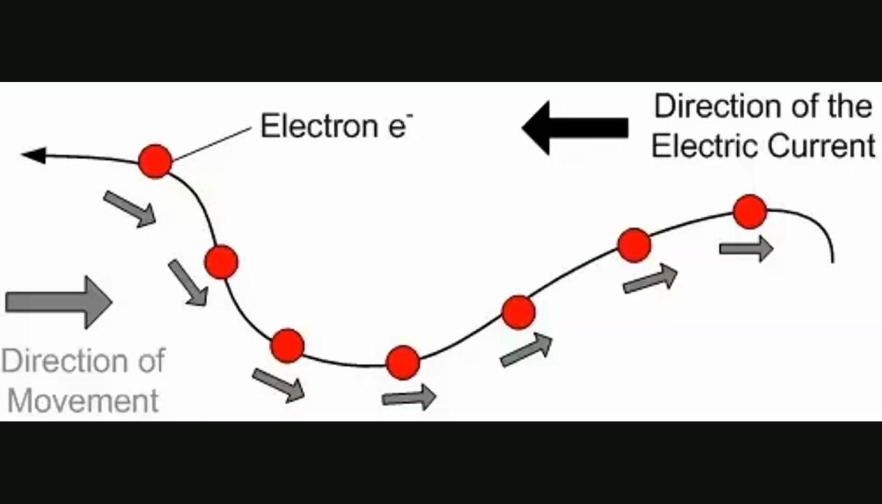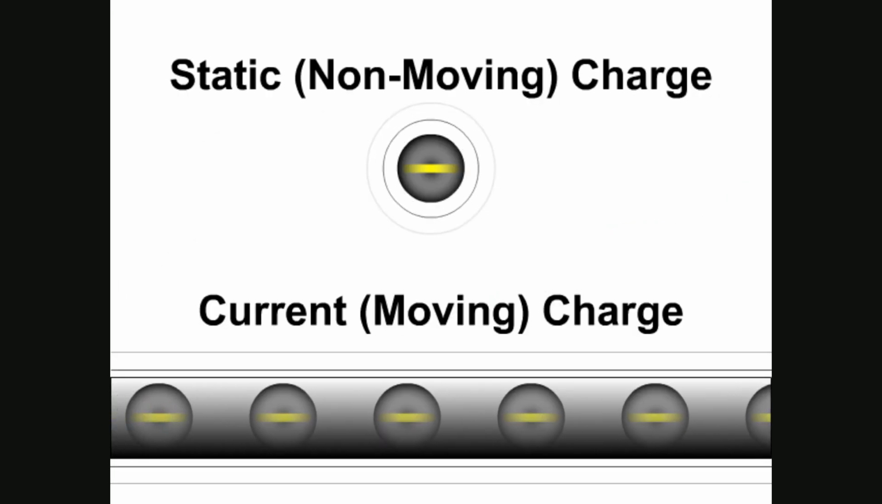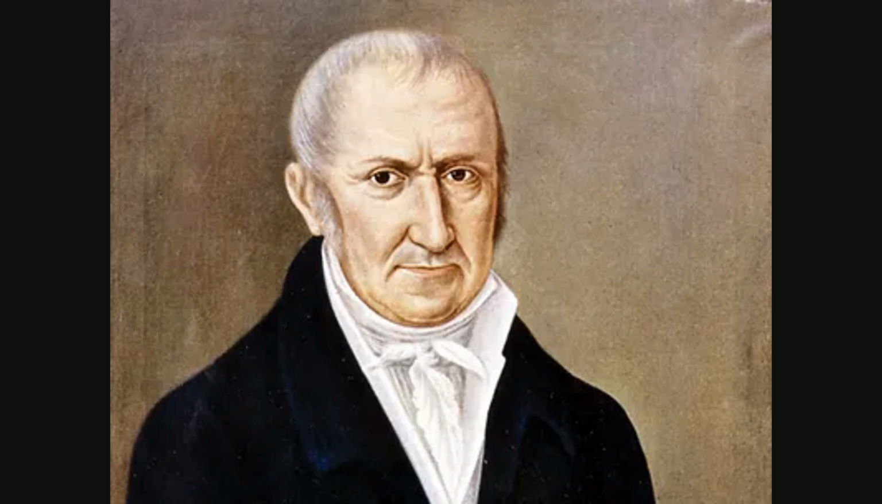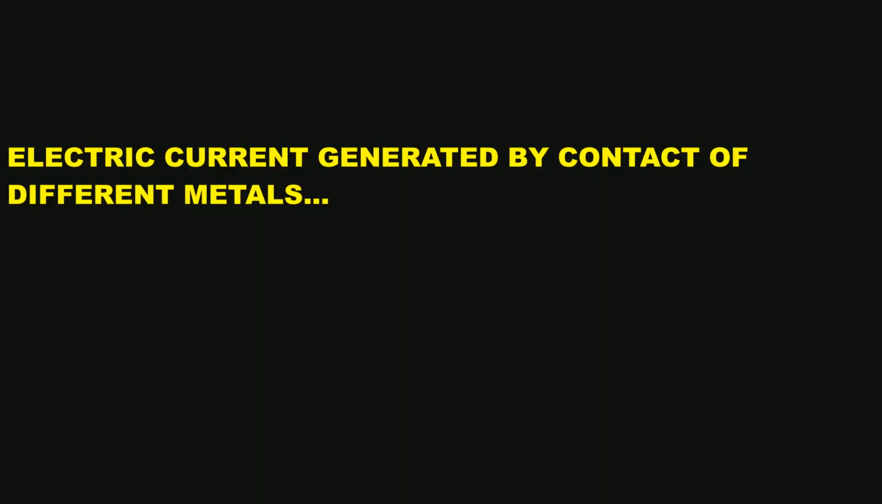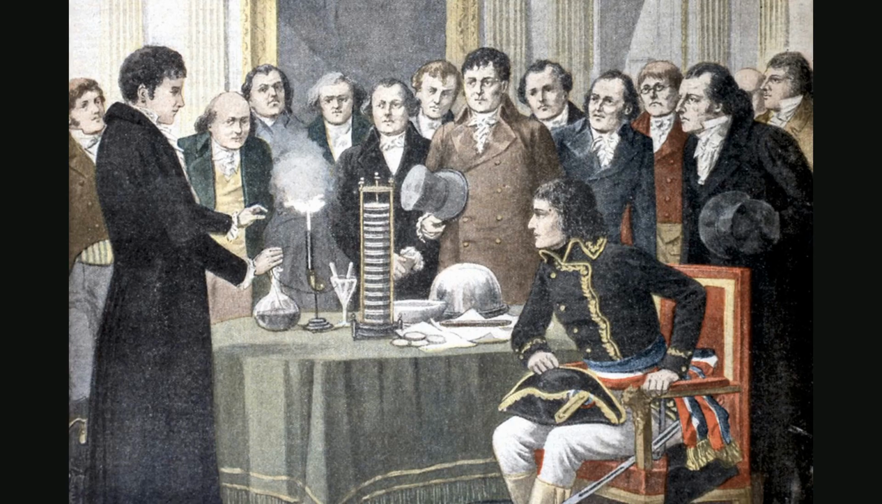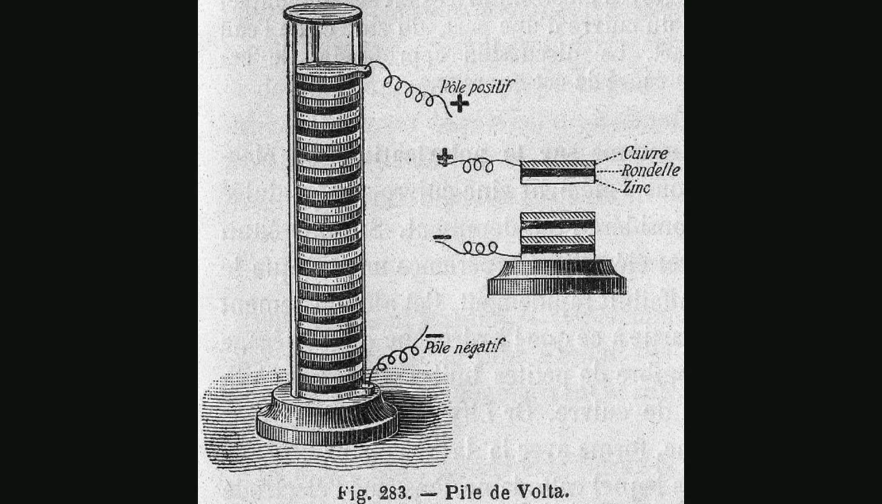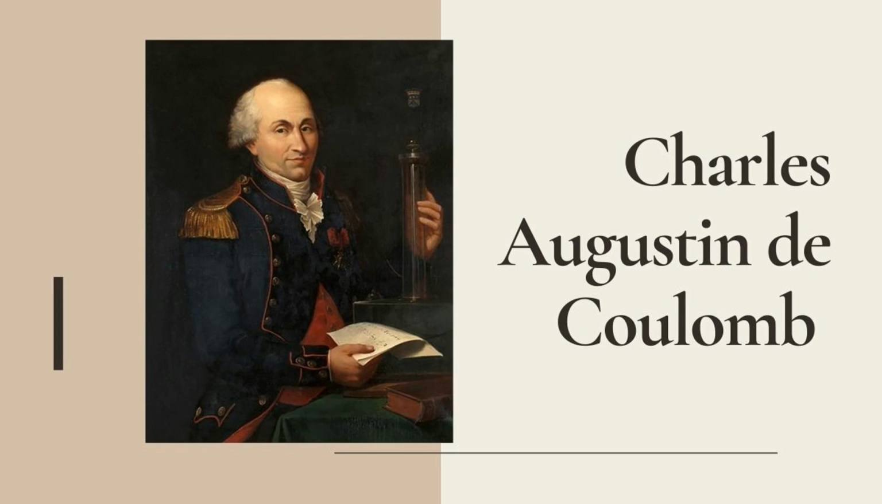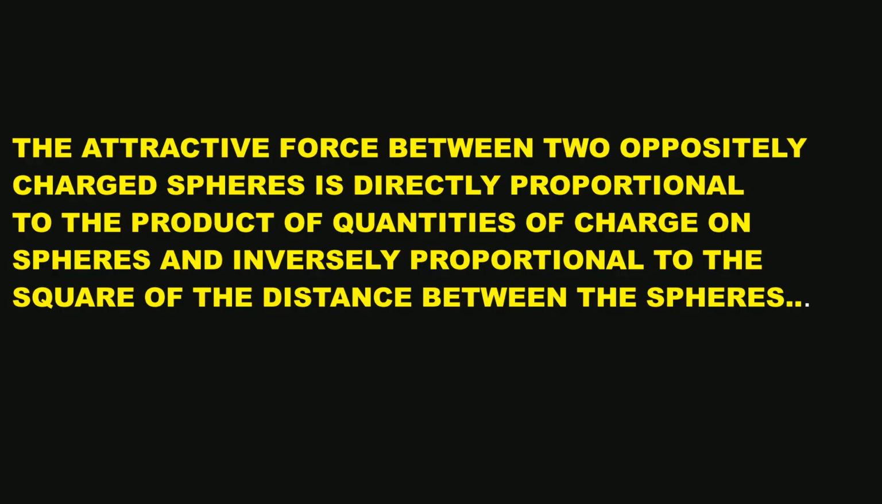Now, what is the electromagnetic force? Scientists of old discussed and came up with their various findings about a charge and its movement. We were taught that Alessandro Volta defined electricity, which is the flow of charge, as electric current generated by contact between different metals. This led to the making of the first battery. Augustin Charles de Coulomb stated that the attractive force between two oppositely charged spheres is proportional to the product of their quantities of charge on the spheres and is inversely proportional to the square of the distance between the spheres.